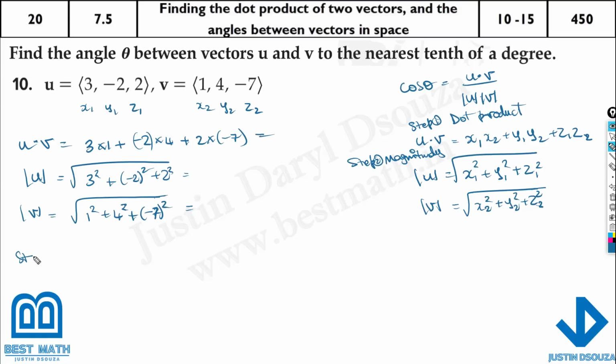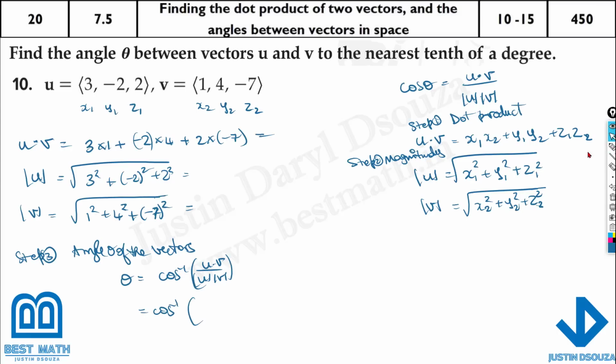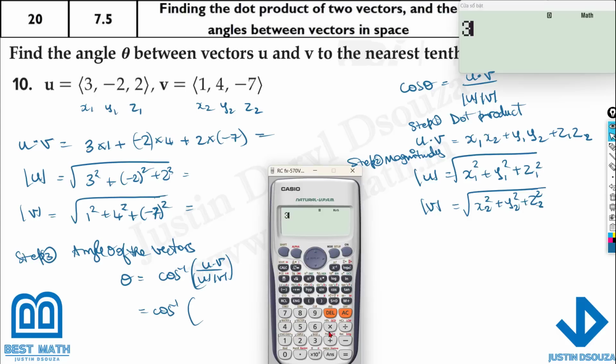Then step 3 would be the angle of the vectors. Angle theta is required between the vectors. Over here also the formula will be theta equals cosine inverse of u dot product v by the magnitude of u multiplied by the magnitude of v. That's it. Here we need to substitute the answers we got above. So let's take our calculators and solve. We need to type this out. 3 times 1 plus bracket minus 2 times 4 plus 2 times minus 7.